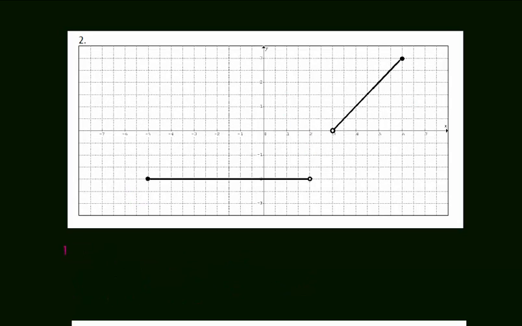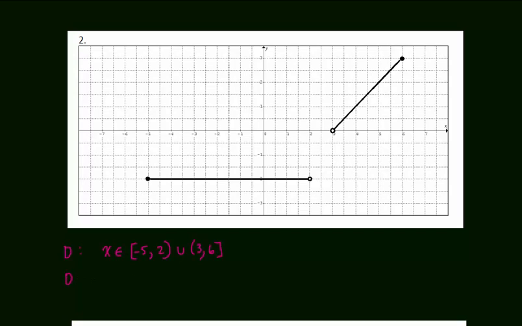Example 2, the domain is going to be this x is an element of a particular interval. We're going to go from negative 5 to 2, not including the 2, in union with, not including the 3, all the way up to 6, but including the 6.